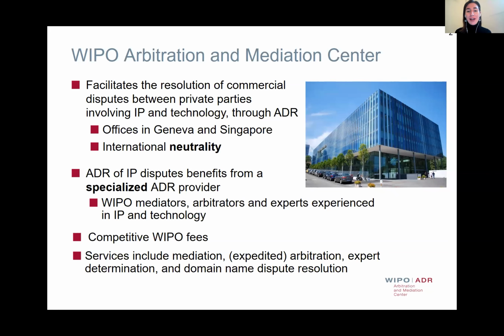And second, because we are part of WIPO, of the World Intellectual Property Organization, of course, we specialize in intellectual property and technology. What does this mean? It means that, for example, we also have a panel of more than 2,000 experts in all areas of IP and technology, but also that we have some specific rules with some specific provisions that were really drafted for IP disputes. We are also going to see that a bit more in detail.